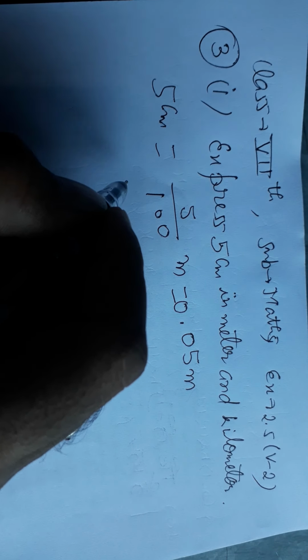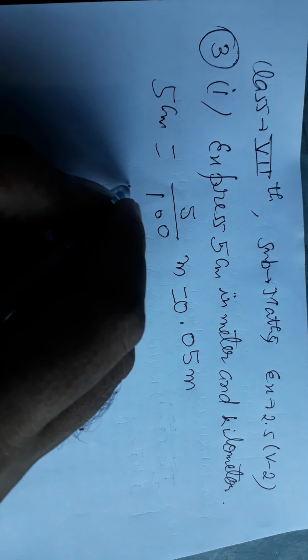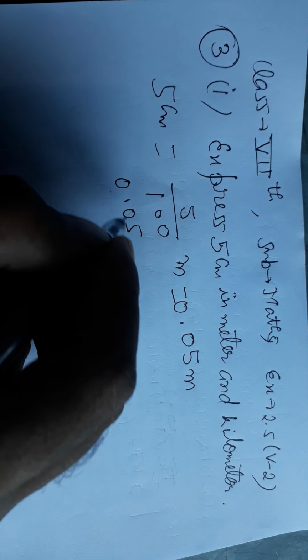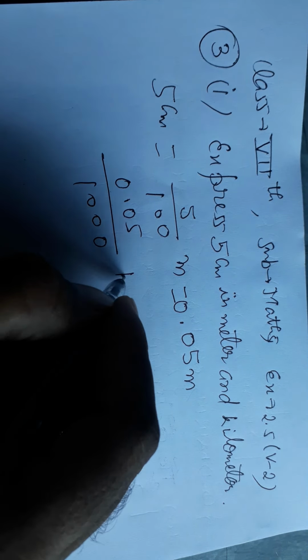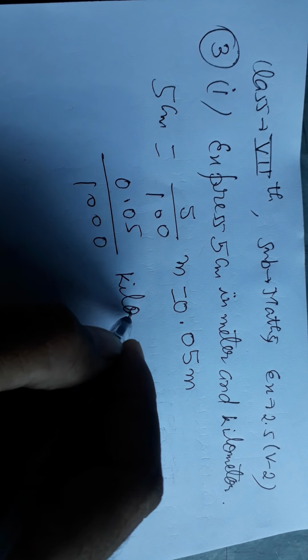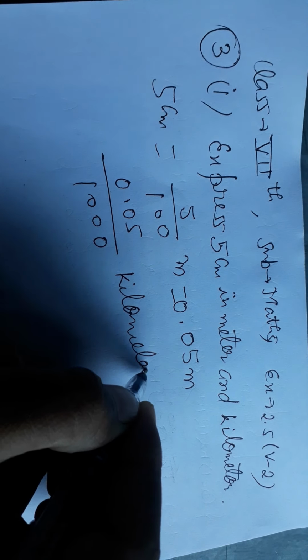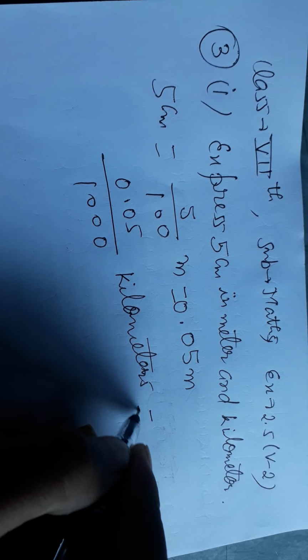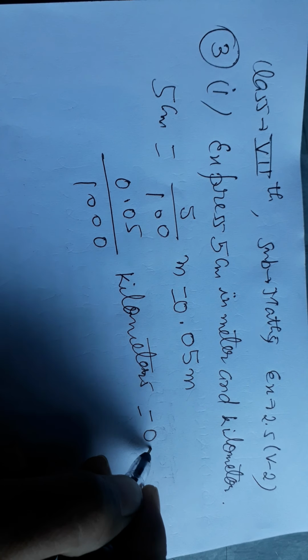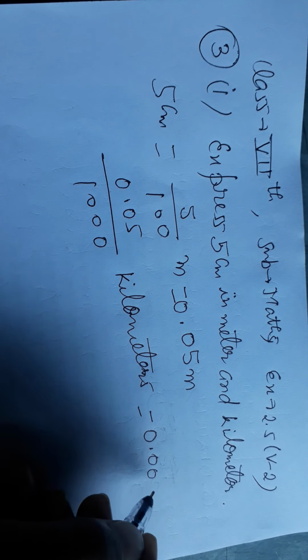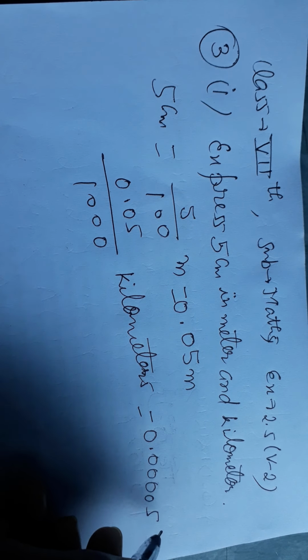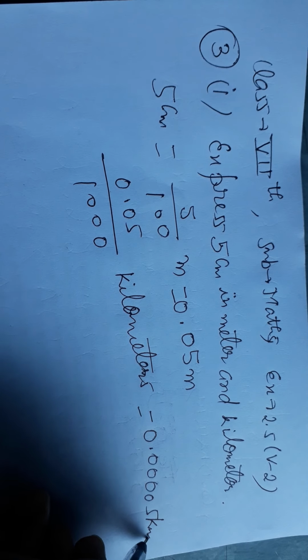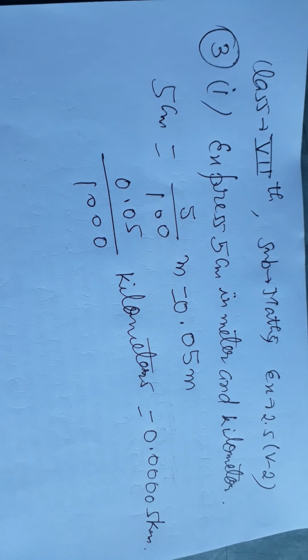Okay, now we will go for kilometers. Hence we have to divide by 1000 for converting this meter into kilometers. So this is 0.00005 kilometers, our answer. Okay, our next question is what?